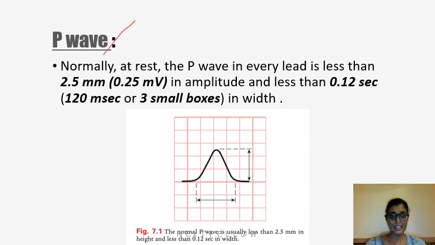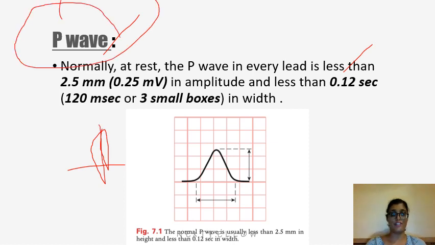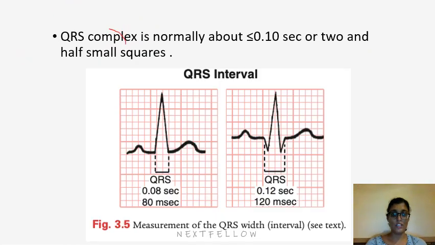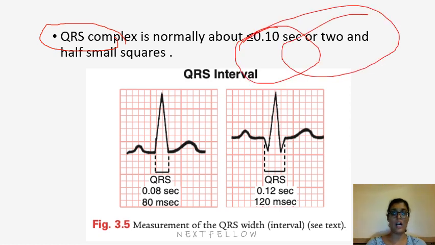So normally at rest, P wave in every lead is less than 2.5 mm, that is 2.5 small boxes in amplitude, and less than 0.12 second or 3 small boxes in width. So it should be less than 3 small boxes in width and 2.5 small boxes in height to be called a normal P wave. So normal QRS complex is less than 0.1 second, or it should be smaller than 2.5 small squares.